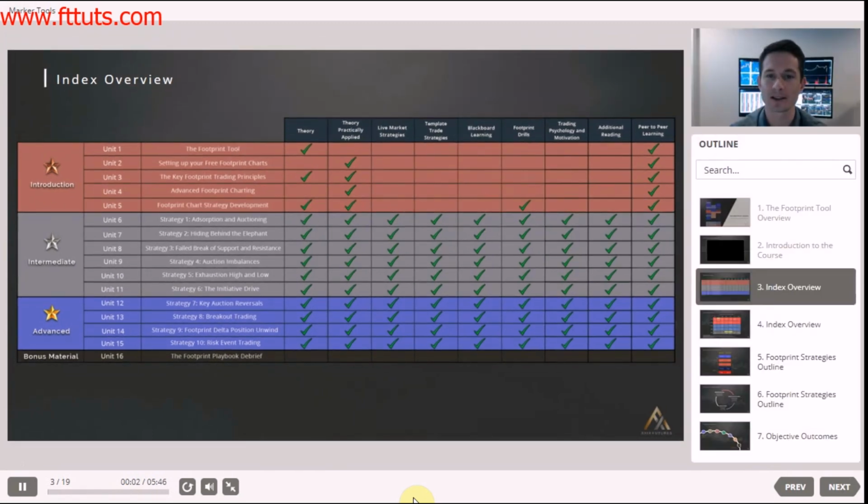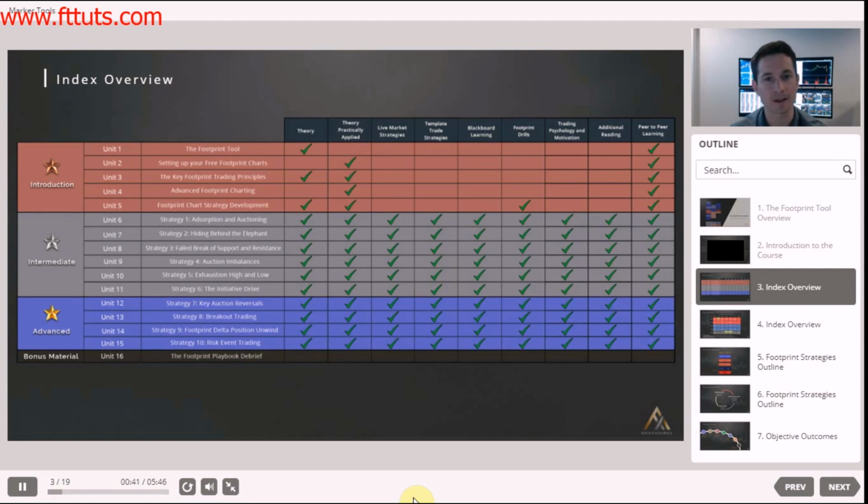The index is a wonderful overview of what you can expect to see throughout the course. It's broken down into 3 sections: an introductory section, which is units 1 to 5, an intermediate section, which is units 6 to 11, and an advanced section, which is units 12 to 15. Now, in basic terms, units 1 to 5 include predominantly theoretical as well as practical application of the footprint principles and methodologies. From units 6 to 15, we solely focus on building strategies, executing strategies, as well as building your own templates on those strategies.